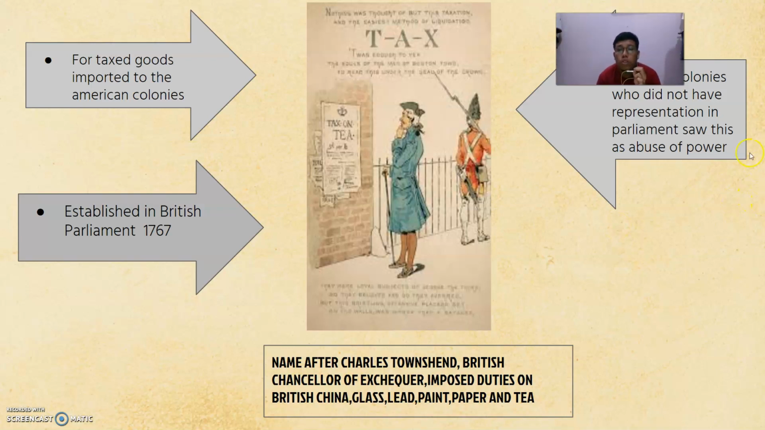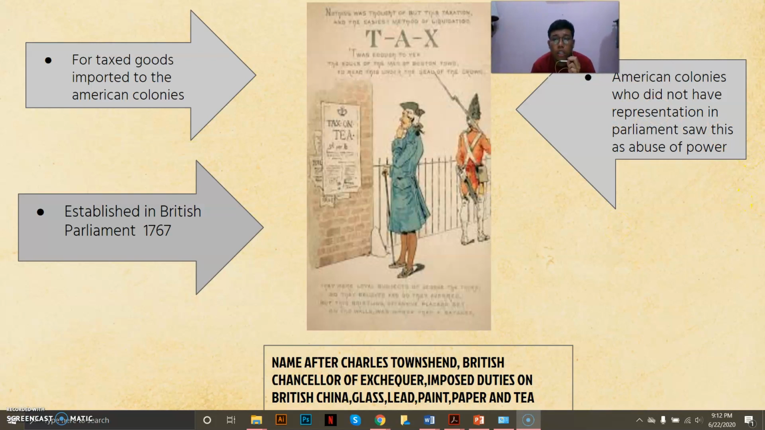Next, we go to the American colonies. The American colonies, who did not have representatives in Parliament, saw this act as an abuse of power. Because if the American colonies did not have their representatives in Parliament, then Parliament could not impose tax on them. The third point was a tax on goods imported to the American colonies.